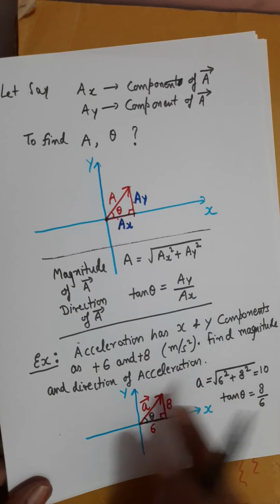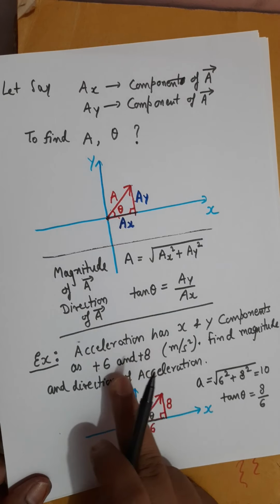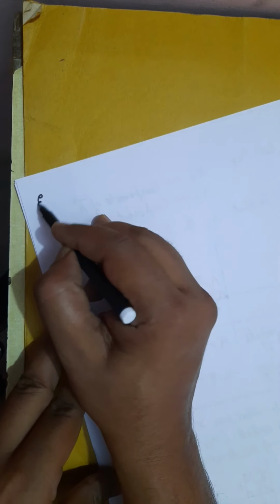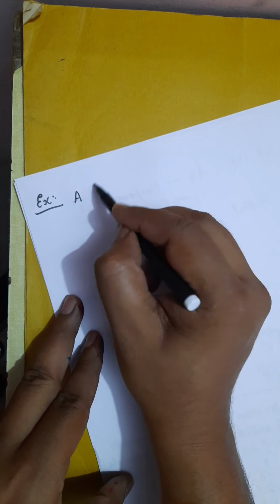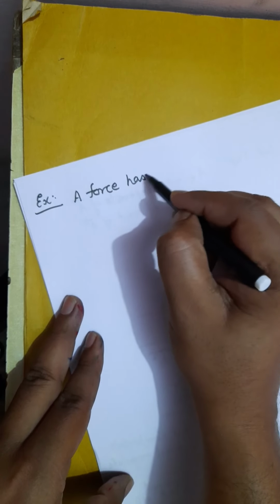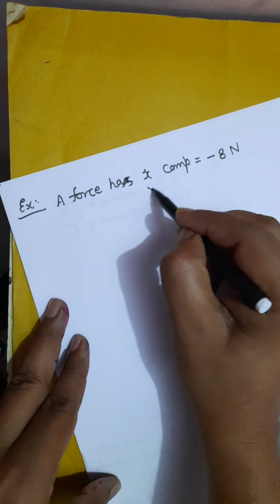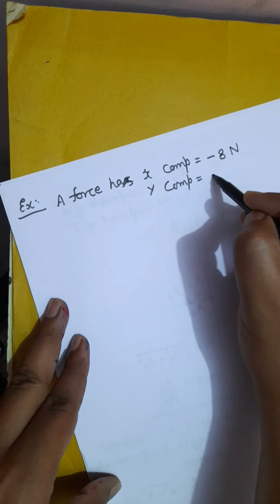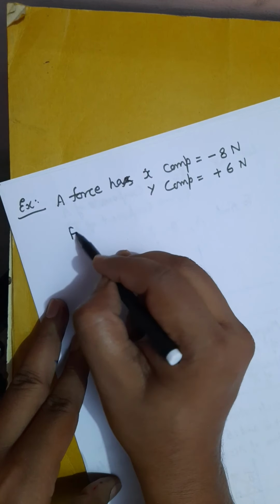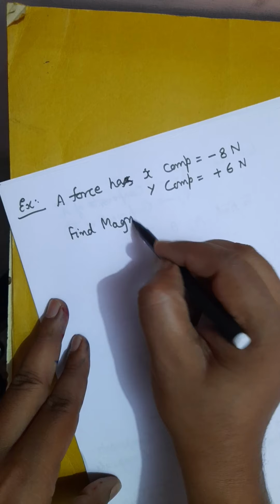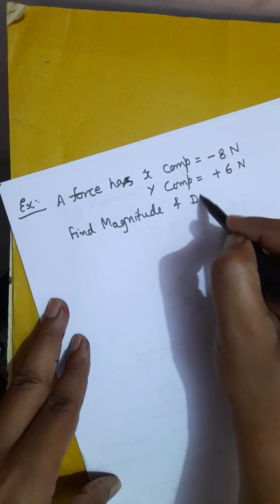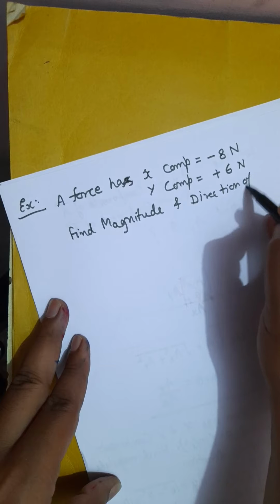I will take one more example where the components will be negative, or one negative, or maybe both are negative, and so on. I will just take one more example to finish this lecture, and that is, let's say a force, which is a vector quantity, has x component equal to minus 8 Newton, and the y component equal to plus 6 Newton. The question is, find the magnitude and direction of the force.